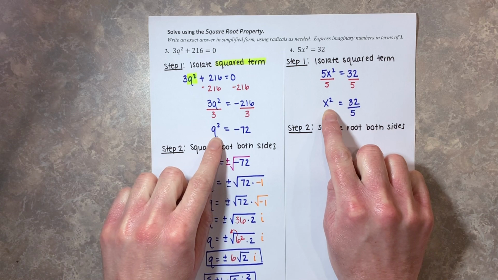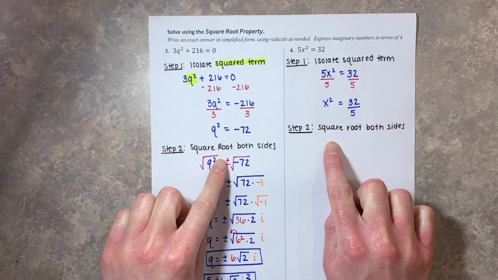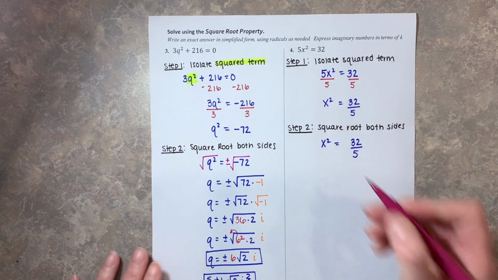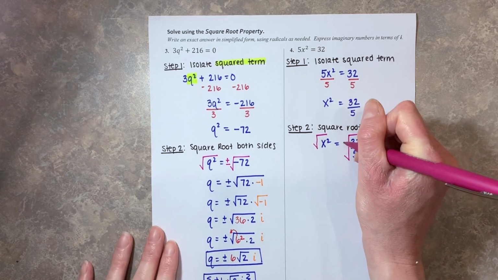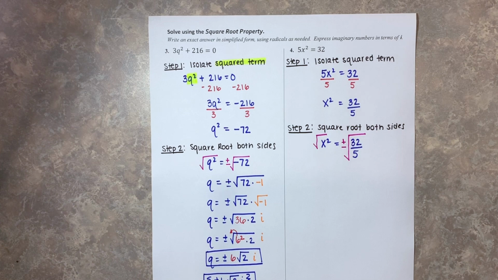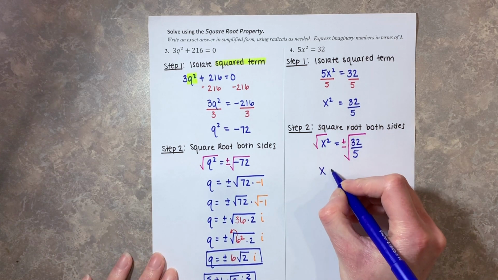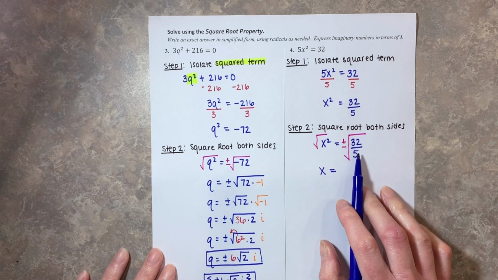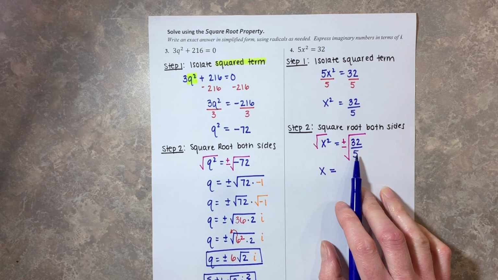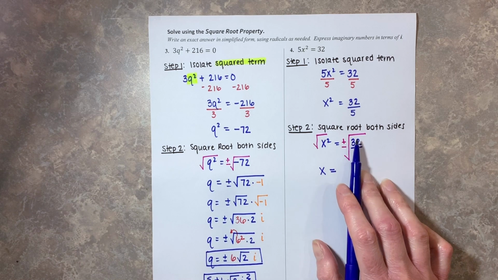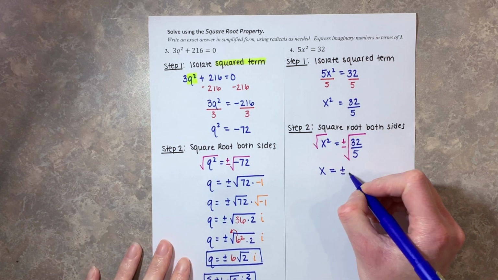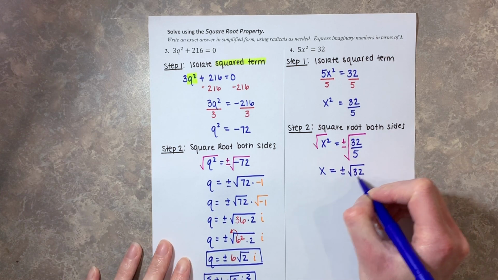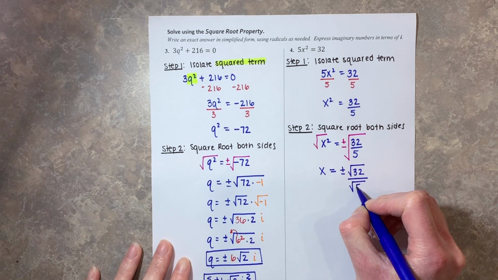First isolate your square term, only then can you take the square root of both sides. Okay, so let's take the square root of the left side and the square root of the right side, and we're not going to forget to add our plus or minus. The square root of x squared leaves us with x. Now to simplify this, let's go ahead and use the quotient property of radicals, which says we can break this apart into two separate radicals. We can write this as plus or minus the square root of 32 divided by the square root of 5.